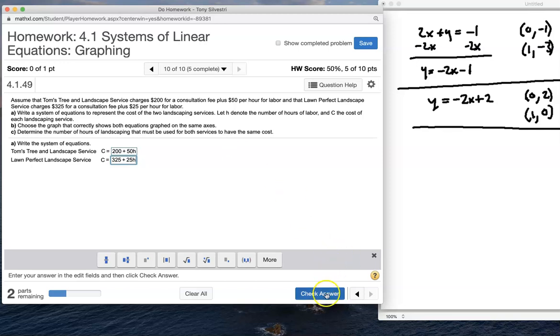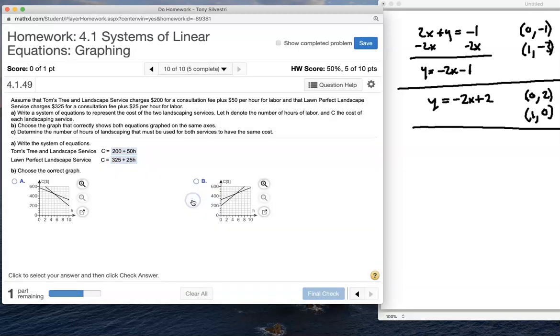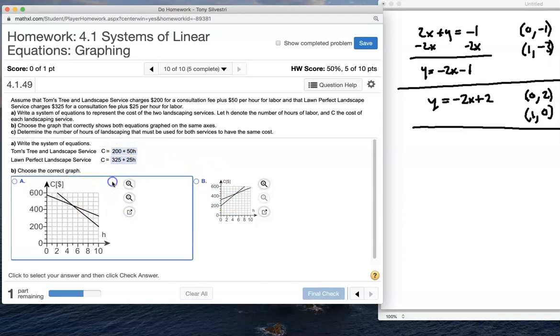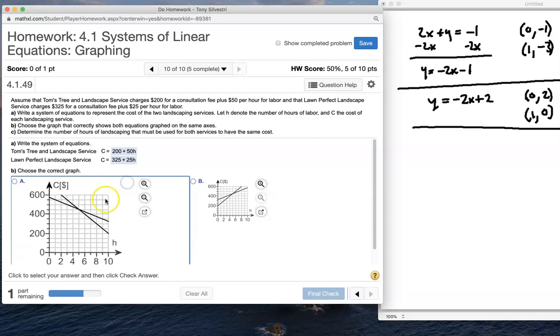Let's check our answer. Nice. Okay. Now, choose the graph. Choose the correct graph. Which of these graphs sort of look like it models these things here? So let's make them bigger. Let's make it even bigger. Ooh, we can make them very, very big. Now, does this graph look like it should work?